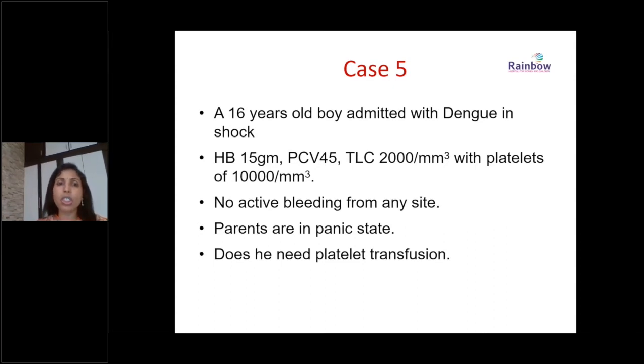If you question yourself, I will say definitely one can go ahead and counsel the parents rather than rushing with the platelet transfusion, because every transfusion has its pros and cons. Platelets are more prone to bacterial contamination, because you store platelets at 23 to 25 degrees centigrade.